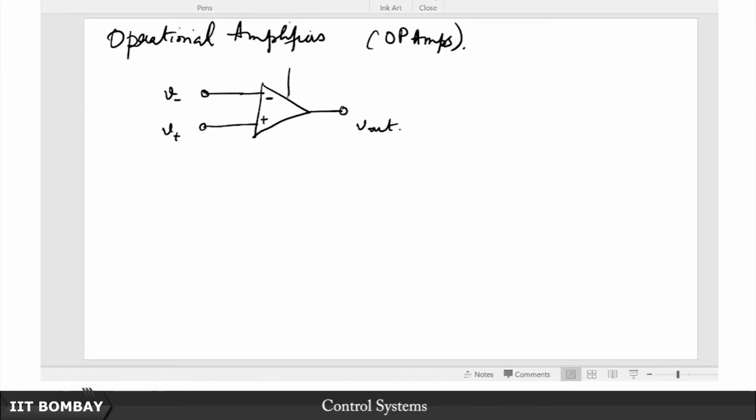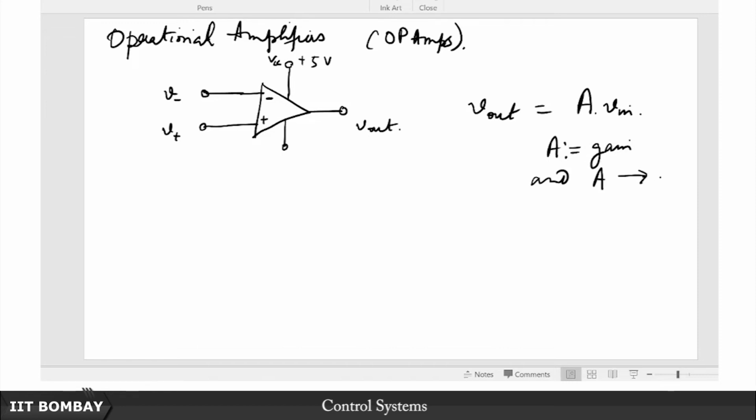And as I said, this is an active element, so this requires external voltage sources of 5 volts. So this is VCC. We will not get into the details of that. You will have external voltage sources applied to these operational amplifiers for them to work. Now the idea is that V out is equal to some A times V in, where A is defined as the gain, and ideally A tends to infinity.